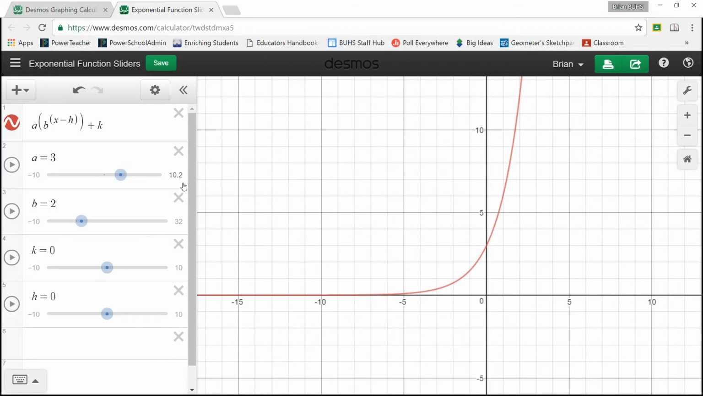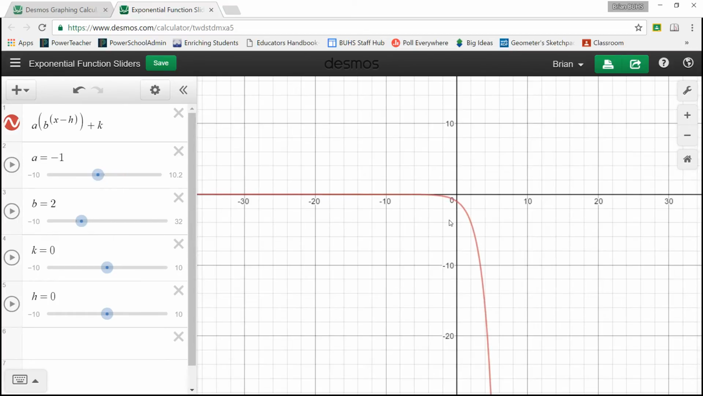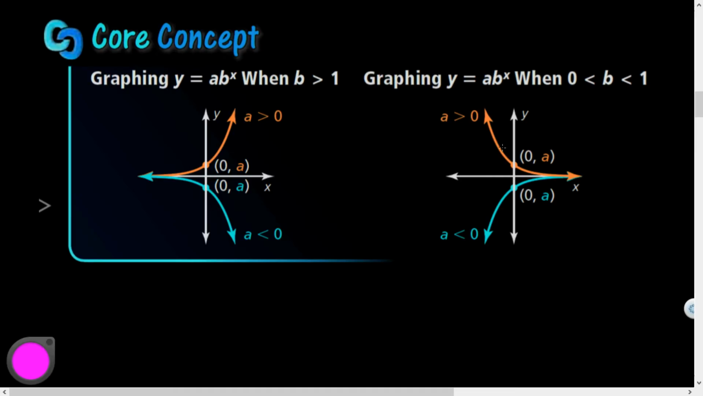It's a vertical stretch. And when a is negative, you already saw some of those results, it actually flips it upside down, which is kind of weird, right? So when a is negative, it flips it upside down, whichever way it goes. When b is greater than 1, it grows to the right. When b is less than 1, it shrinks to the right.